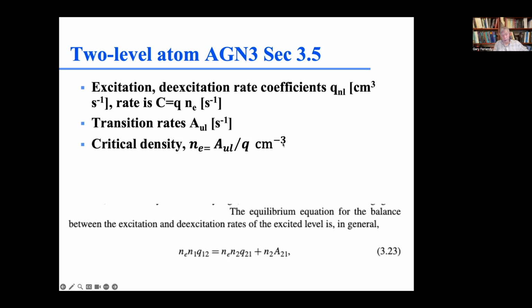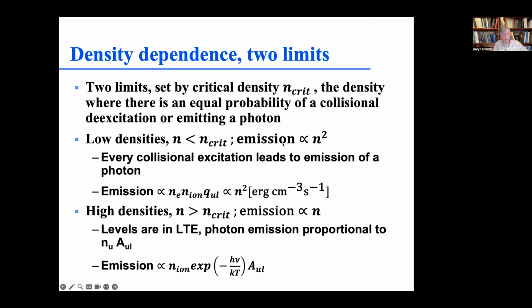For densities smaller than the critical density, the emission per unit volume goes as density squared. For densities bigger than the critical density, the levels are in LTE and the emission goes up linearly with density. So there are two limits for the equation. We'll see Cloudy go to these two limits in the next video. The critical density is the density where there's a 50-50 chance of a collisional de-excitation or spontaneous emission of a photon.